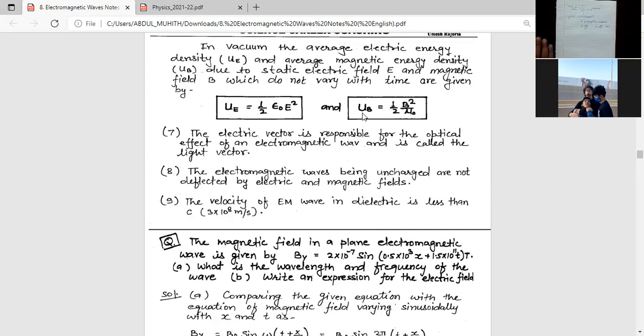Is it clear, all of you? These are all the properties of electromagnetic waves. Is it clear?